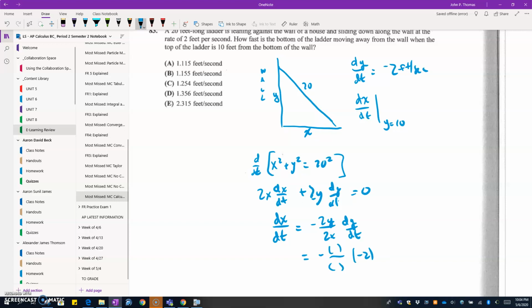Alright, now they said at the moment that y is 10. So our sides, we've got 10 squared plus x squared equals 20 squared. So 100 plus x squared equals 400. Alright, x squared equals 300. So x equals 10 root 3. Alright, so when y is 10, x is 10 root 3.